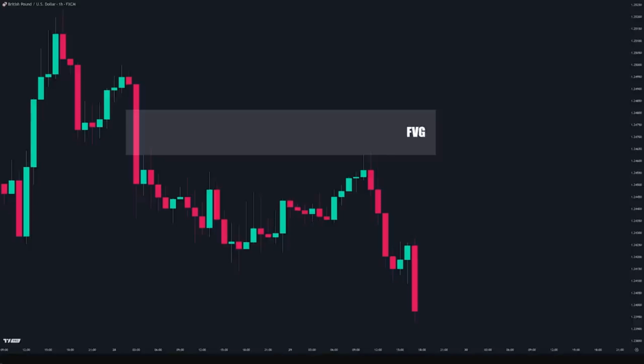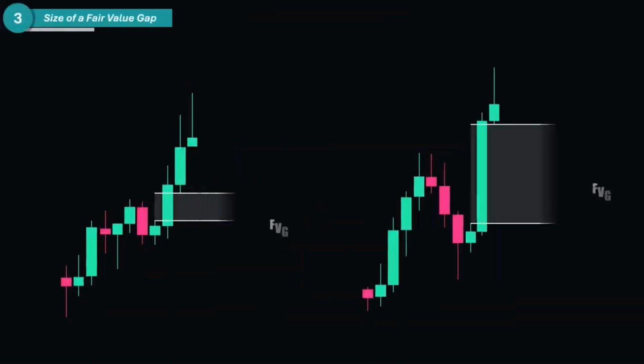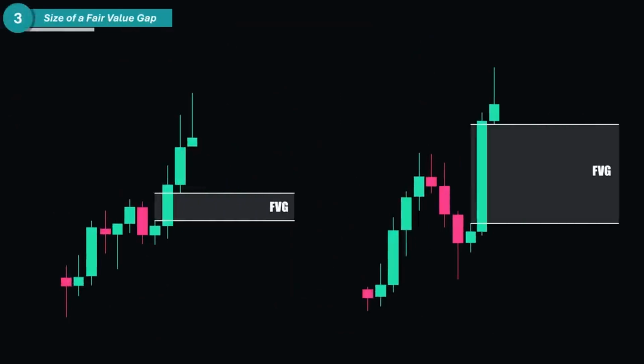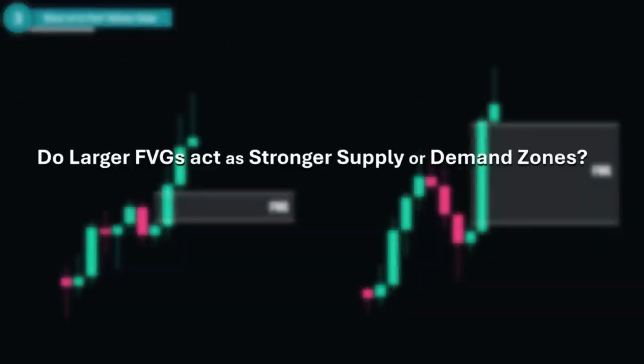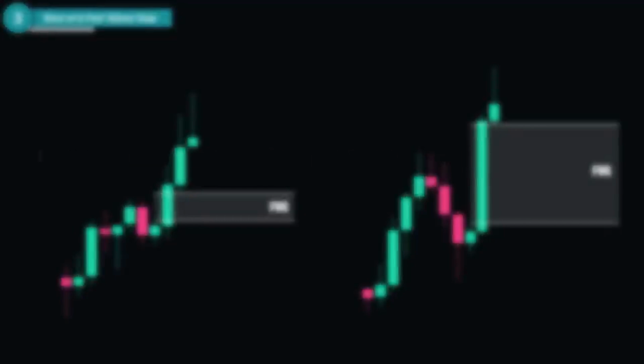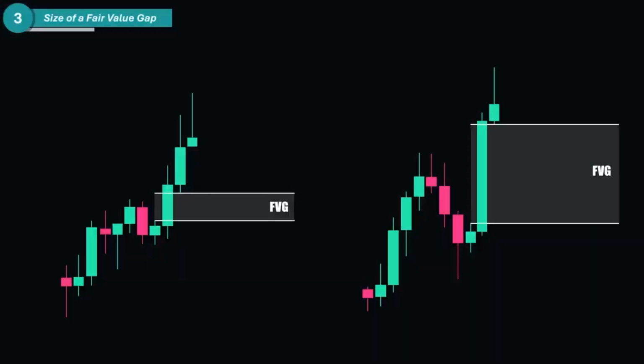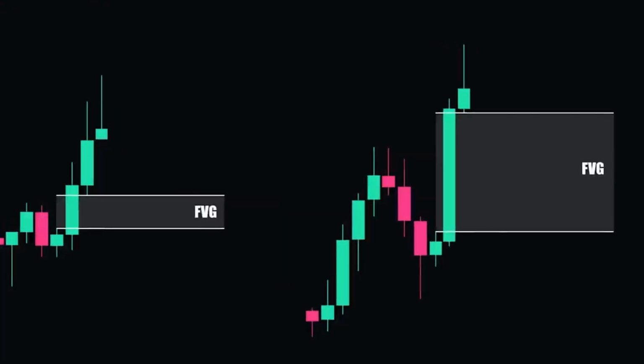This rejection shows that the FVG acts as a supply area where the selling orders are located. When identifying these gaps, you have noticed that they come in different sizes. So here comes a question. Do larger fair value gaps act as stronger supply or demand zones? Not necessarily. While larger fair value gaps might look more significant on the chart, size alone doesn't determine their strength as supply or demand zones.